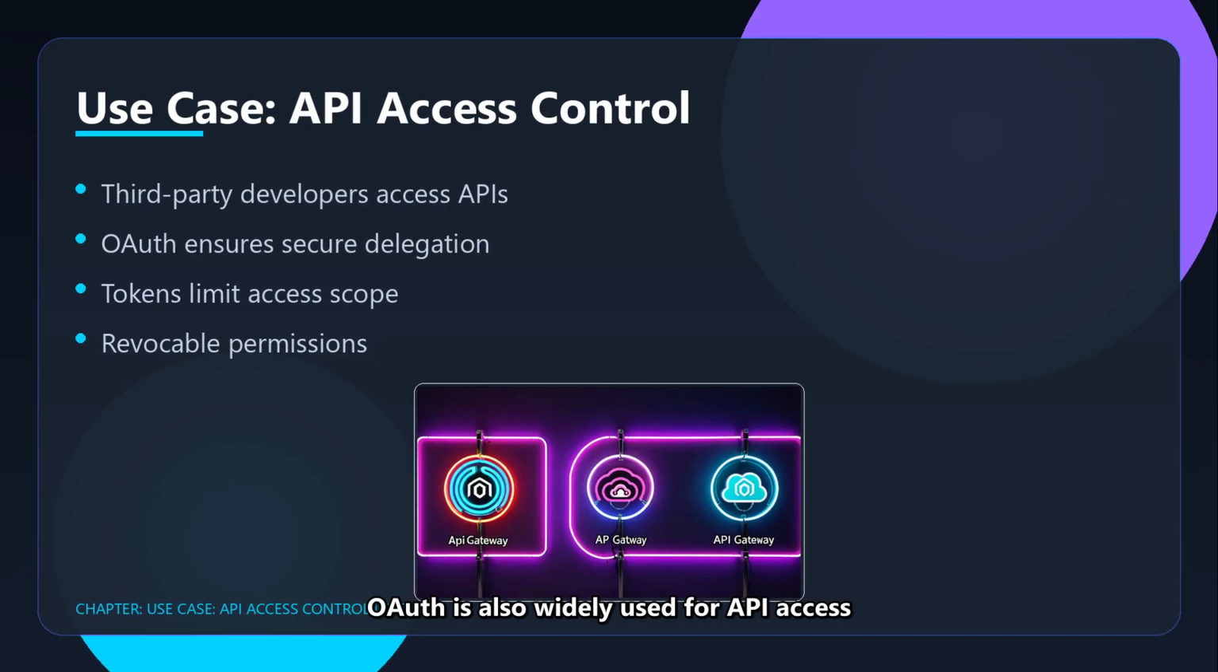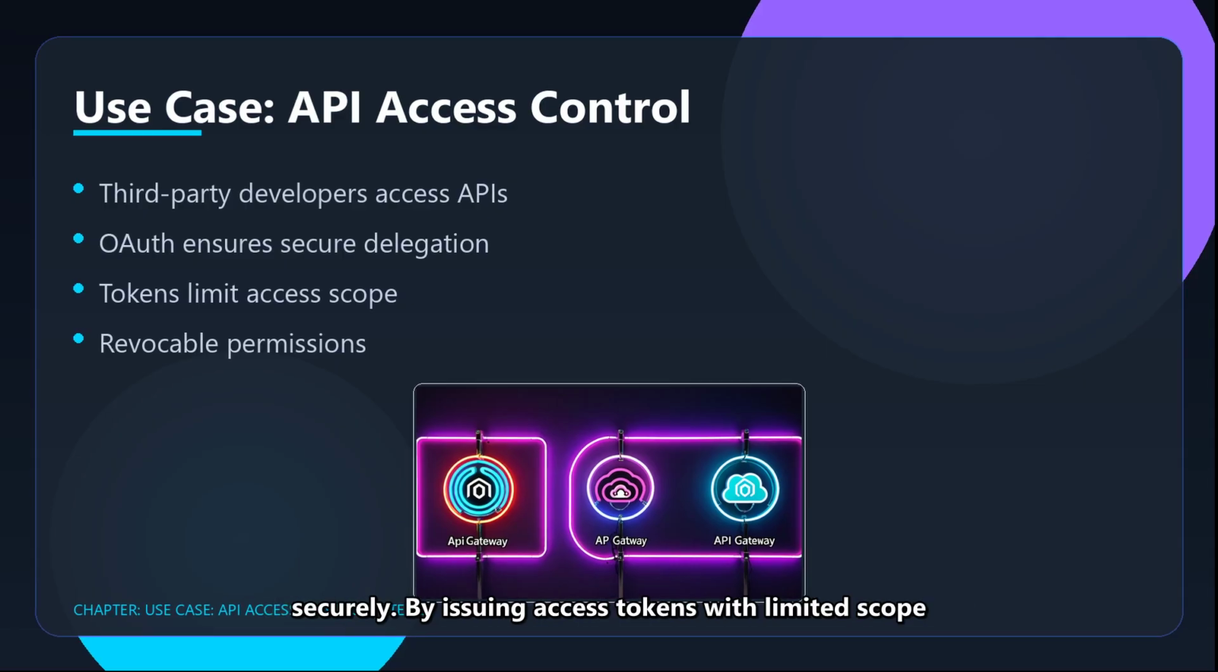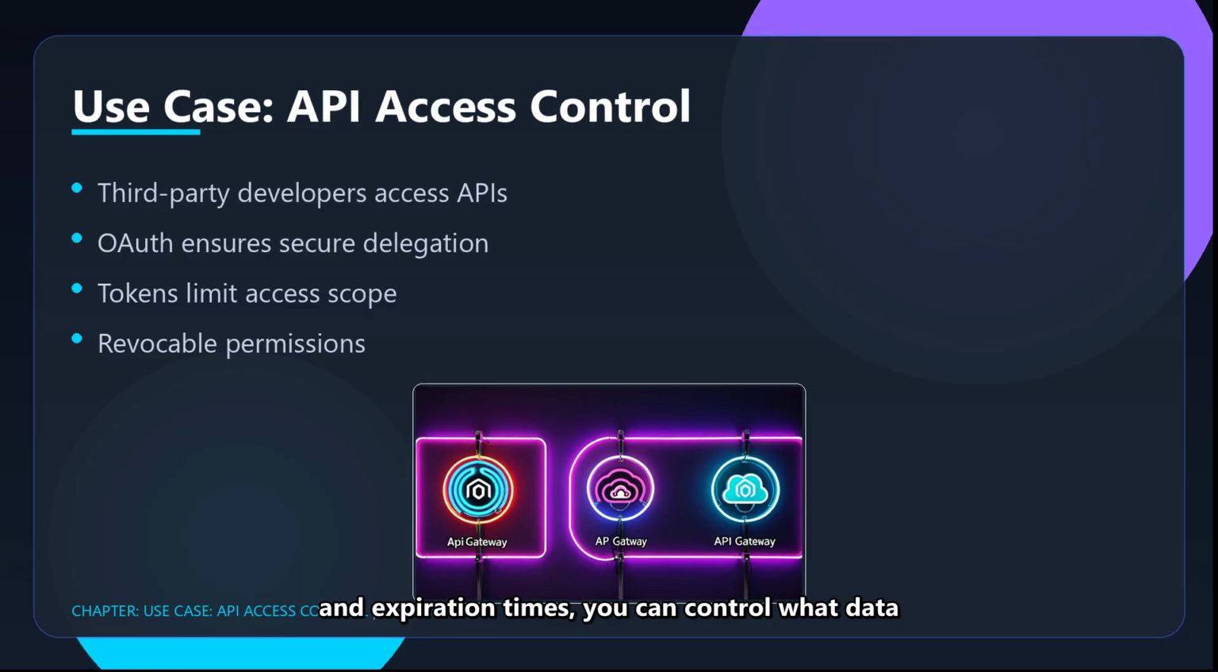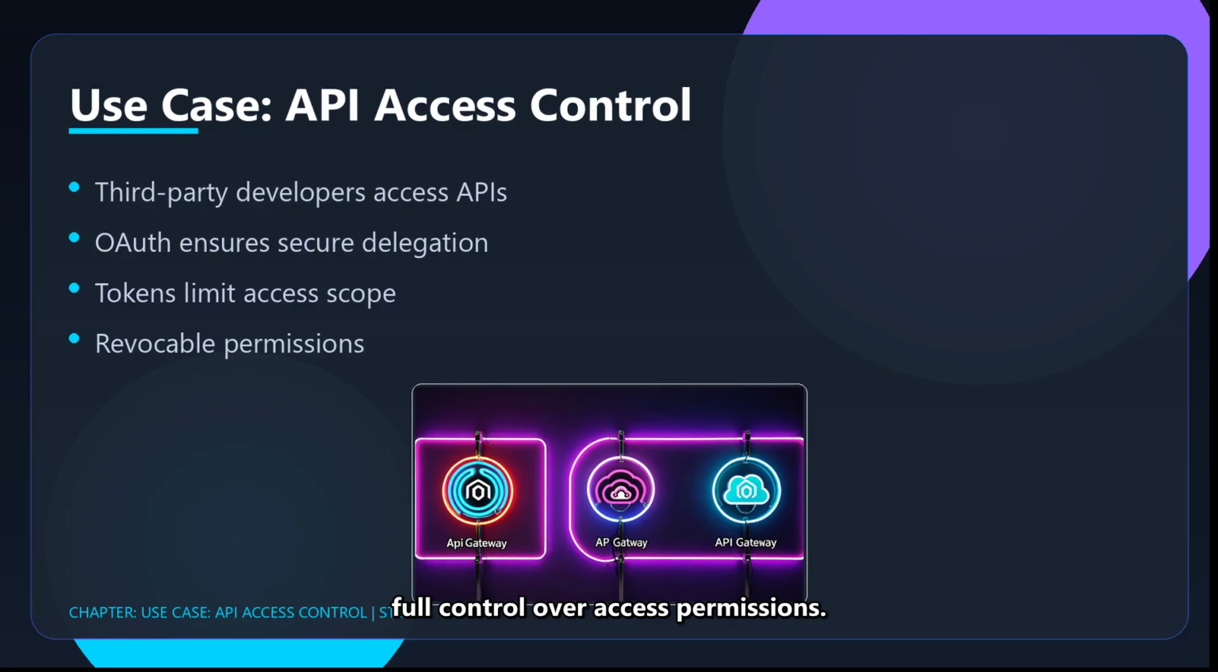OAuth is also widely used for API access control, allowing third-party developers to access your APIs securely. By issuing access tokens with limited scope and expiration times, you can control what data and actions third-party apps can perform. Tokens can also be revoked at any time, giving you full control over access permissions.